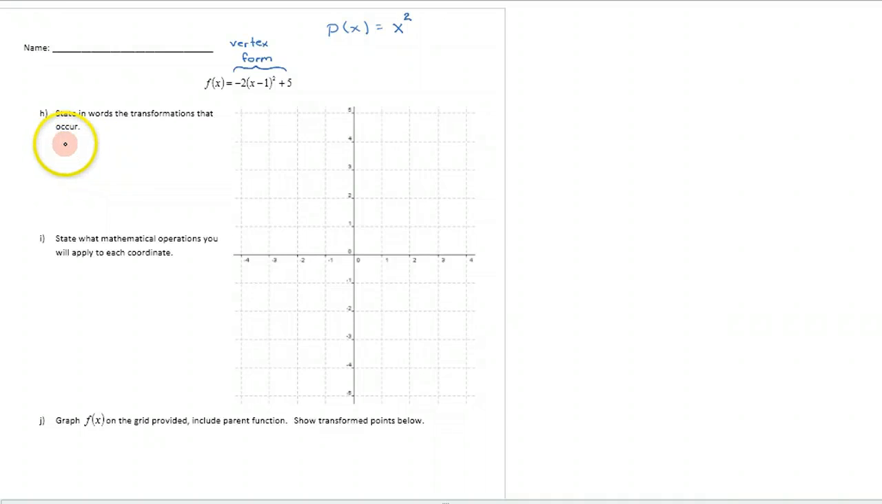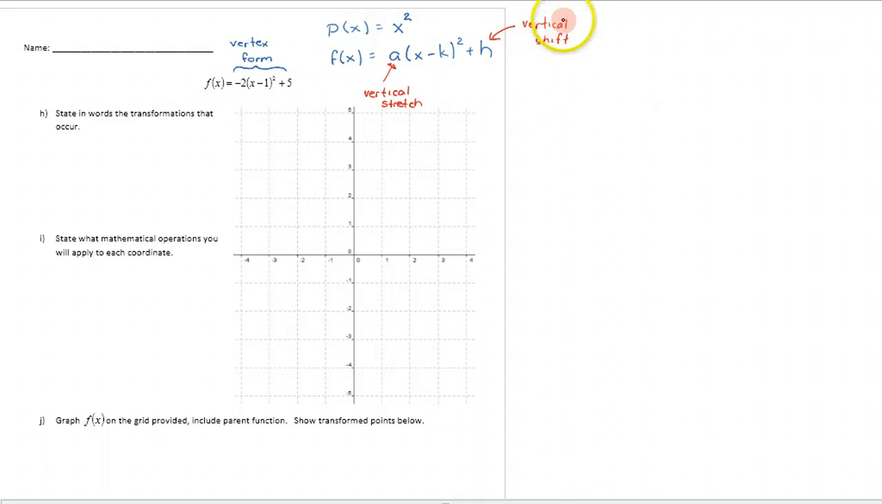So next, what we want to do is state in words the transformations that are going to occur. And we can do this very easily by working from left to right and looking at the various numeric values. Just a reminder, the general form for a quadratic in vertex form is f(x) = a(x - k) squared + h, where a is our vertical stretch and h is our vertical shift.